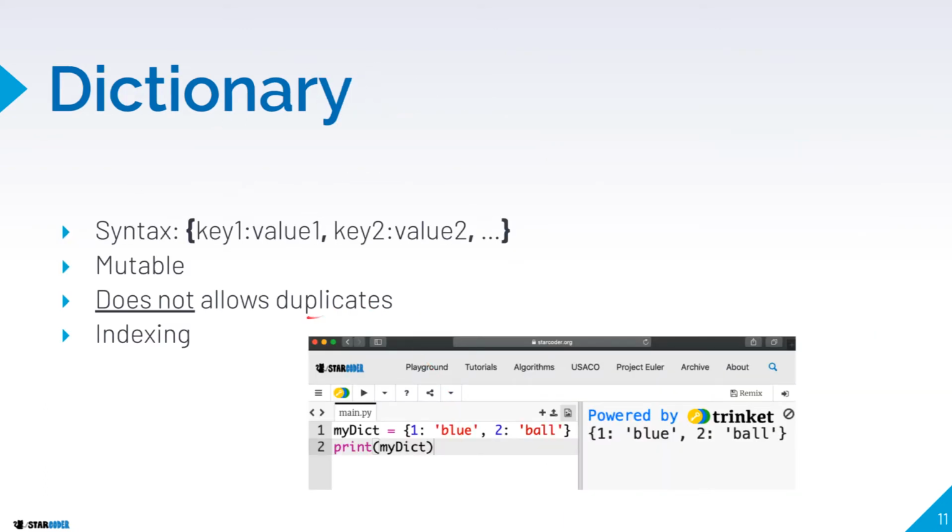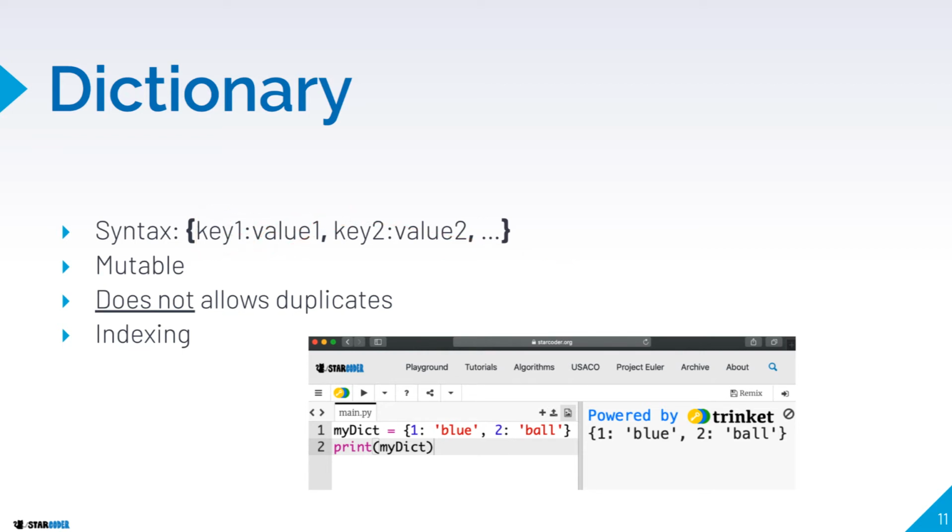So the final collection we're going to be looking at is called a dictionary. And dictionaries are different from the other collections in one main way. Again, we use curly brackets for dictionaries. However, not only do we have indexes for dictionaries where we assign a value 0, 1, 2, etc., we also have these things called keys and values.